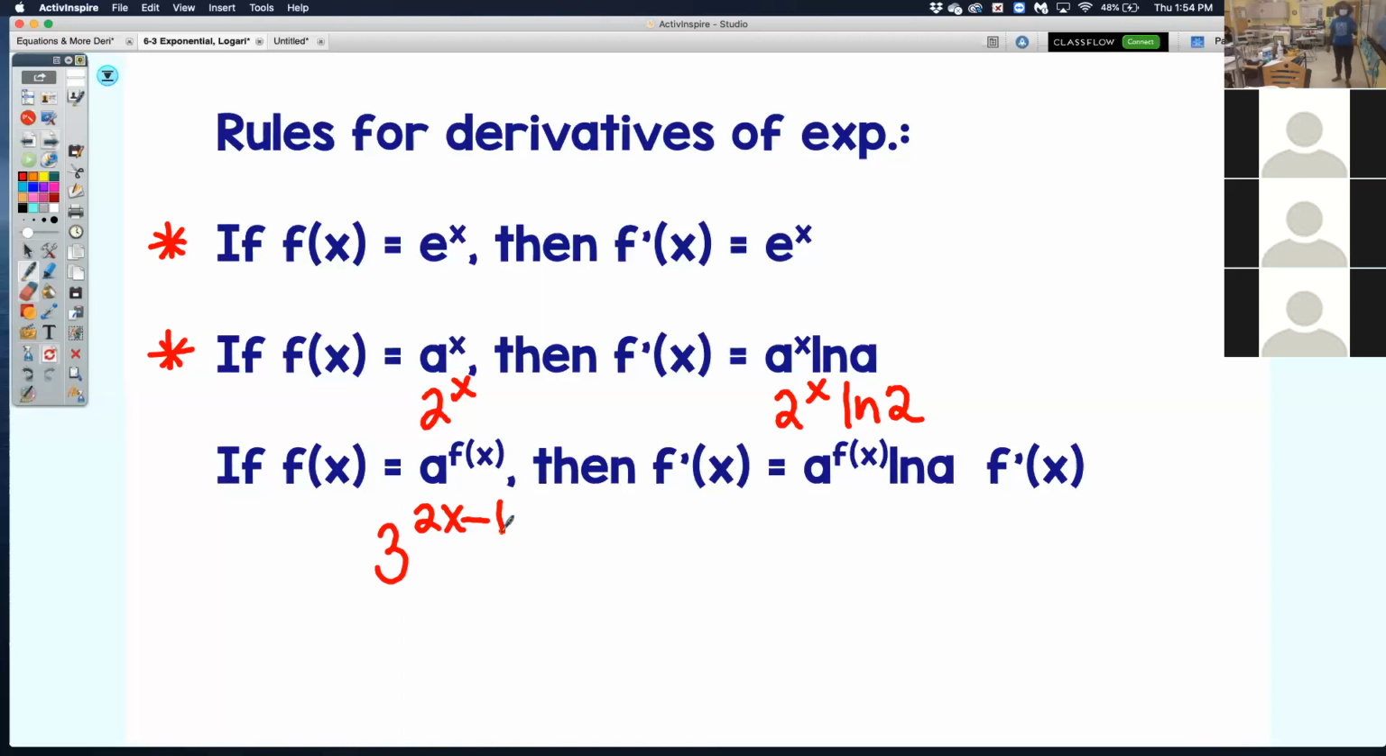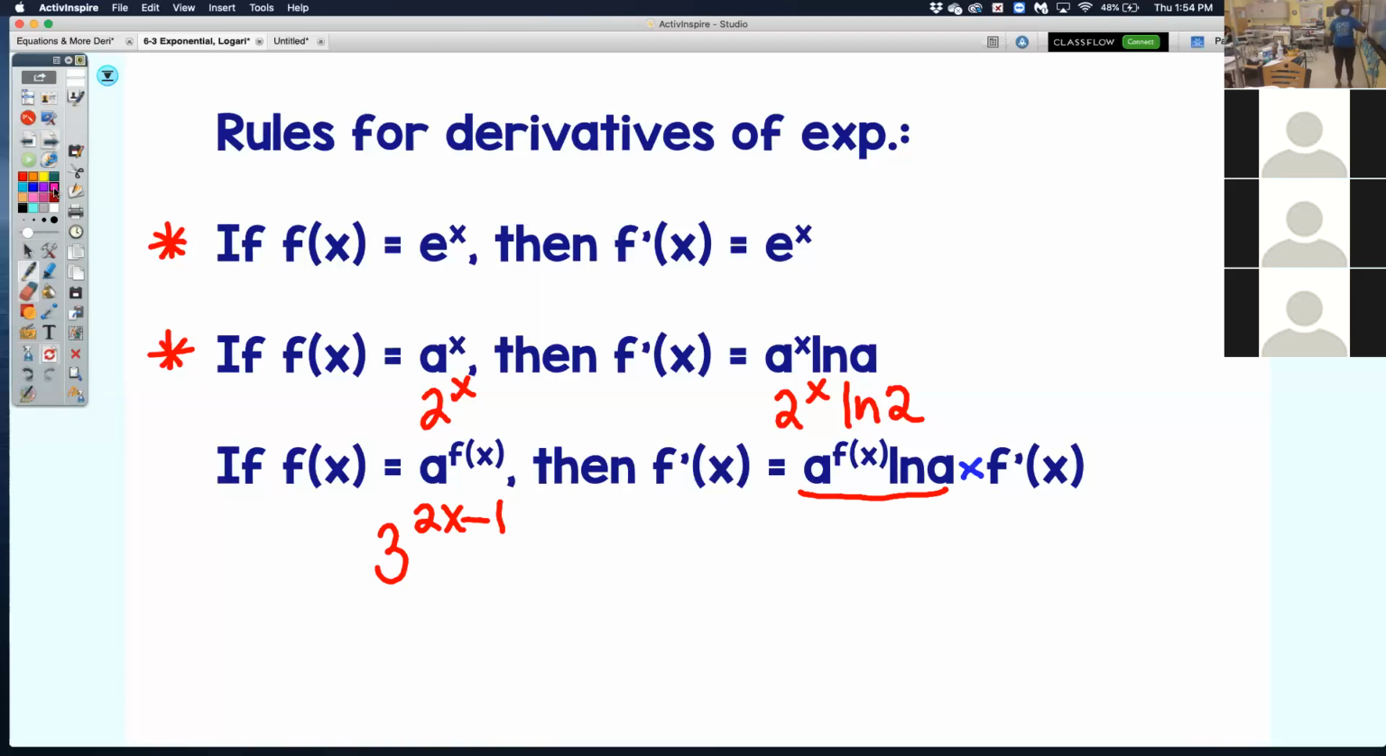In those cases, you're going to have to do chain rule. You take the derivative of the function, which is this part, and then you multiply, which I'm missing a multiplication symbol, by the derivative of your exponent. Okay?